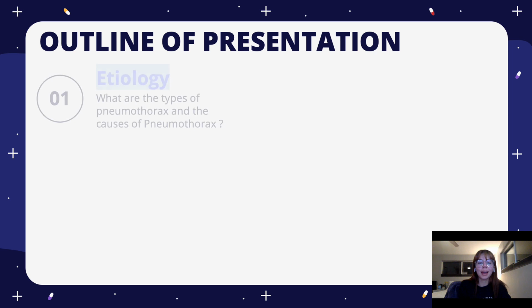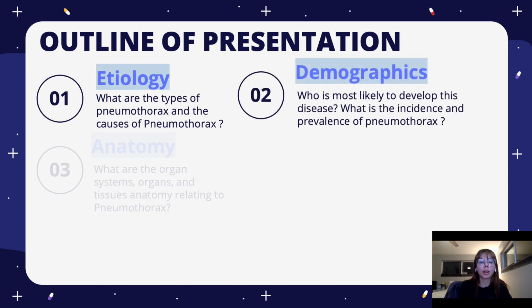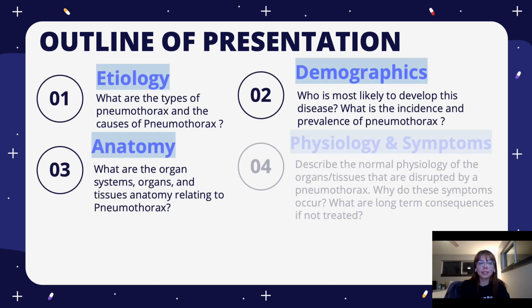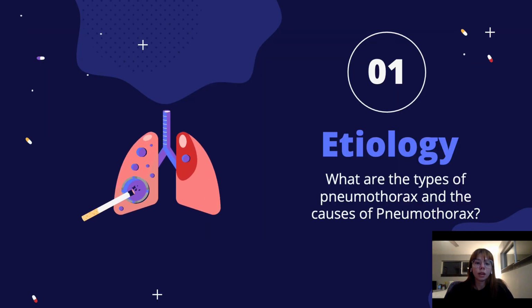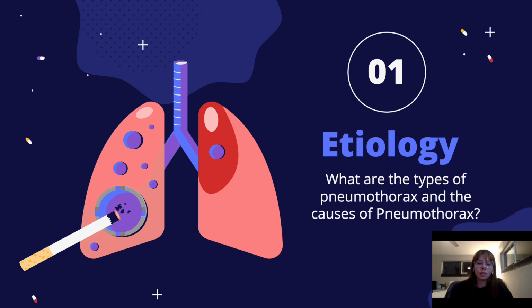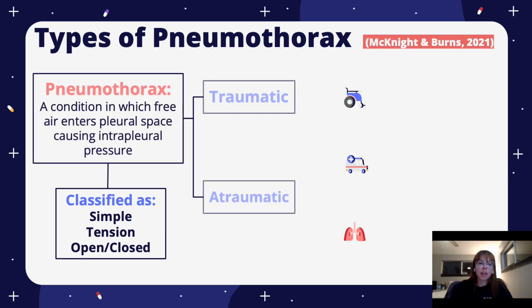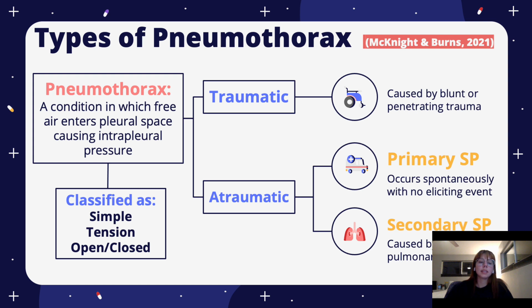So this is just a quick outline of the presentation. We're going to talk about etiology, demographics, anatomy, physiology and symptoms, and then of course diagnosis and treatment and aid. Okay, so first up is etiology. And then this is the types of pneumothoraxes right here.